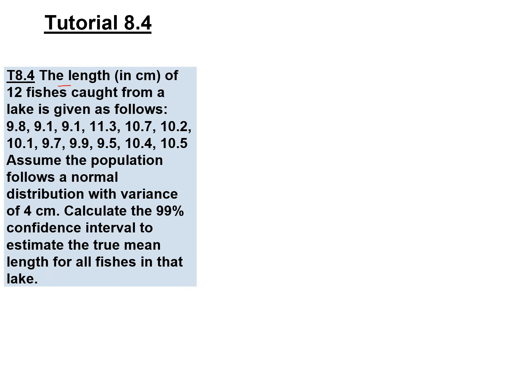Last tutorial, 8.4. The weight of 12 fishes caught from a lake is given as below: 9.8 kilograms, 9.1 kilograms, and the 12th fish is 10.5 kilograms. Assume that the population follows a normal distribution with a variance of 4. Again, it's not given the standard deviation, it's given the variance, and based on the question, this is a population. Calculate the 99% confidence interval to estimate the true mean length for all fishes in that lake.